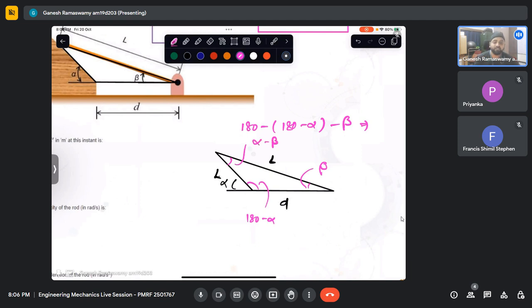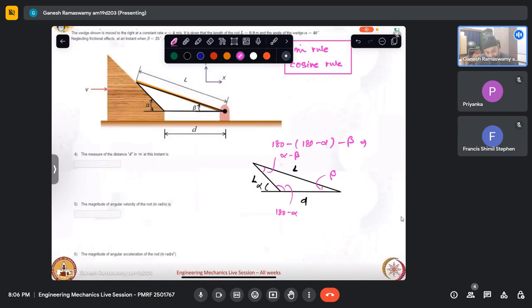Now it is just a matter of applying cos rule and sine rule in order to find out whatever is asked. If it is asked what is the angular acceleration of this with respect to a fixed datum, we know it is beta. So beta dot is asked, beta double dot is asked. So once we write the constraint equation, absolute motion question is solved. We just need to systematically take the derivatives and double derivatives.